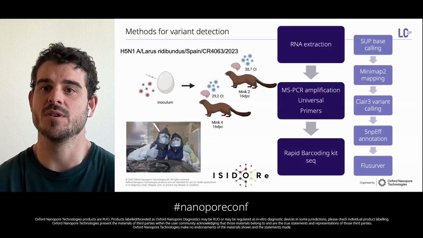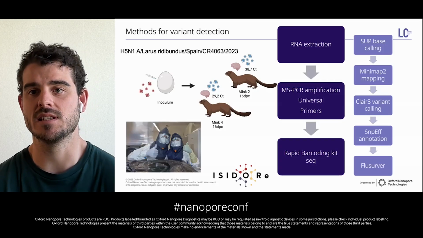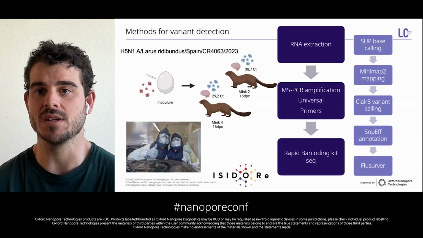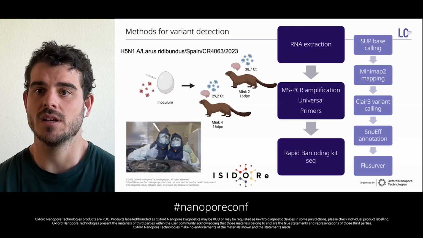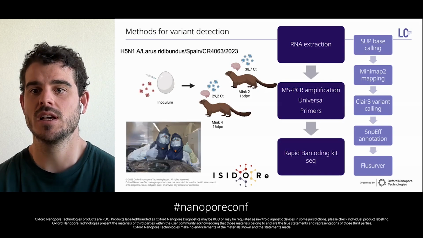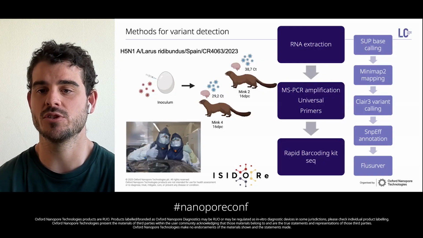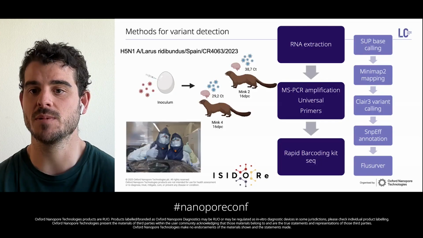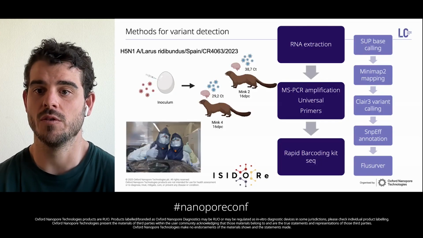Then, for the bioinformatic analysis, what we did was the super accuracy base calling, then the mapping with Minimap2, then we used Clair3 for variant calling, and the SnpEff annotation tool for the annotation of the variants, and finally the classification of these variants with the website tool FluSurver.